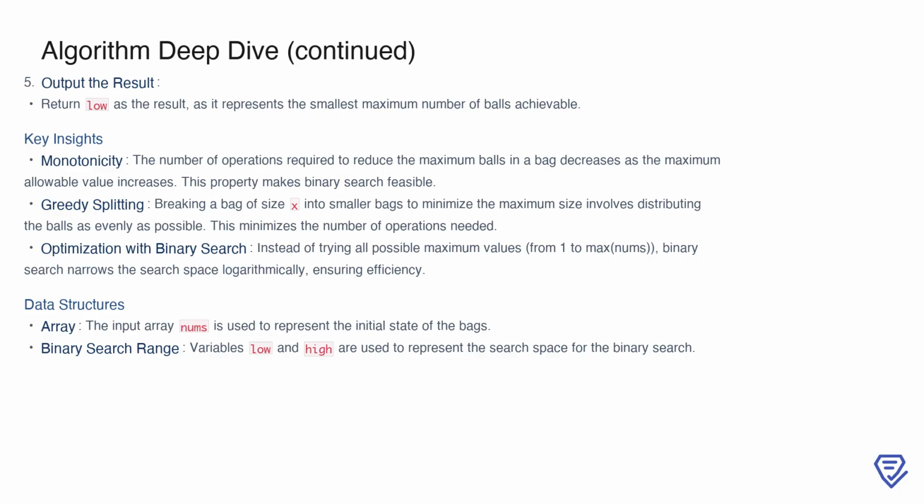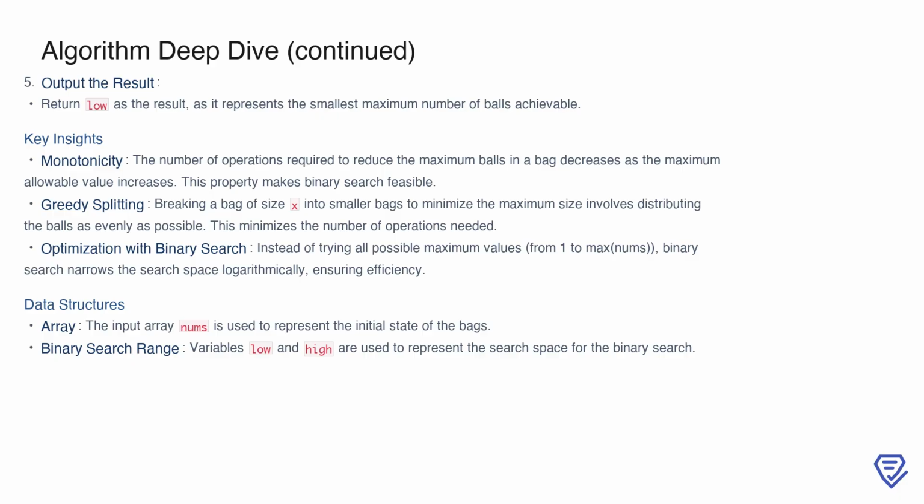The key insights behind this approach lie in the monotonicity of the problem. As the maximum allowable value for balls per bag decreases, the number of operations required increases in a predictable manner. This property is what allows binary search to work efficiently. Additionally, the process of splitting a bag is inherently greedy. When splitting a bag of size X into smaller bags, the goal is to distribute the balls as evenly as possible to minimize the maximum size, which in turn minimizes the operations needed. Finally, binary search optimizes the solution by narrowing down the search space logarithmically, avoiding the inefficiency of testing every possible maximum value.